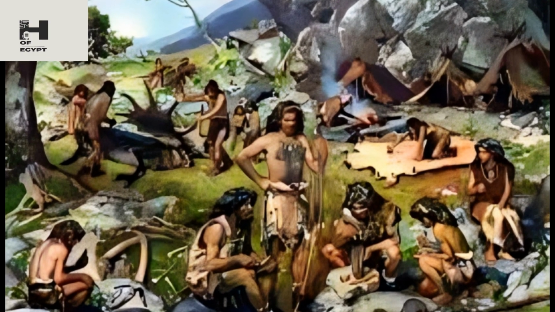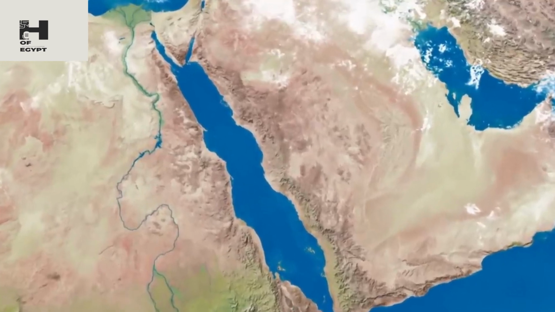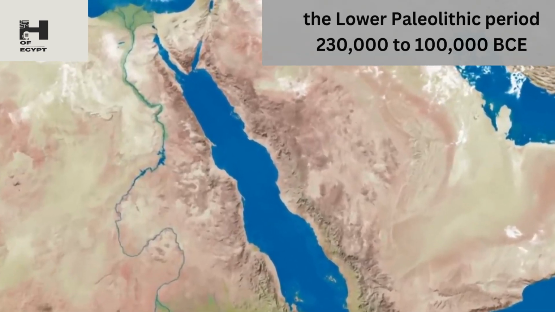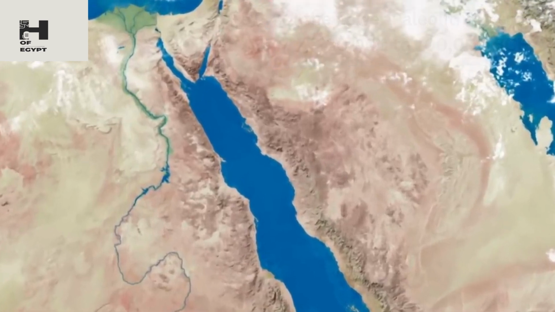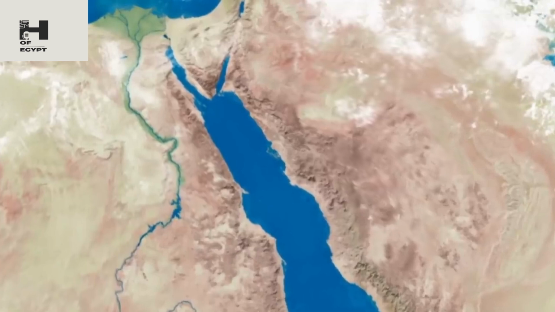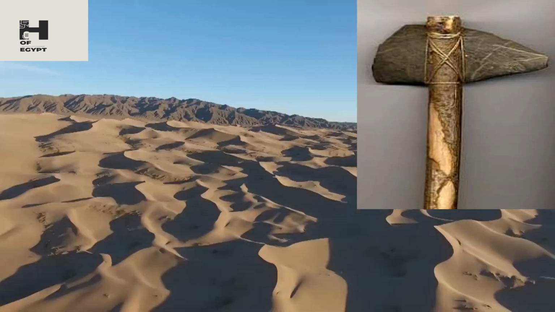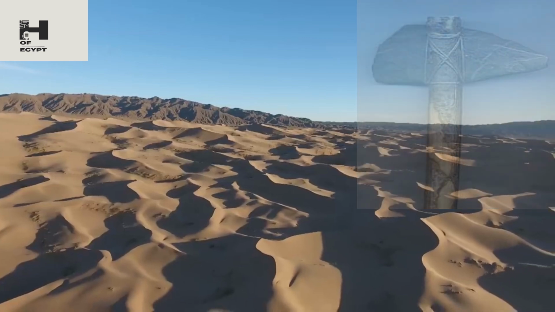Due to the length of these periods, researchers have divided them into three stages: the Lower, Middle, and Upper Paleolithic. Researchers have discovered traces of the first stage, which spans from around 230,000 to 100,000 BCE, in the Egyptian deserts or in nearby hills close to the valley. These traces consist of stone tools, some of which are polished, giving axes three faces in a general pyramidal shape.